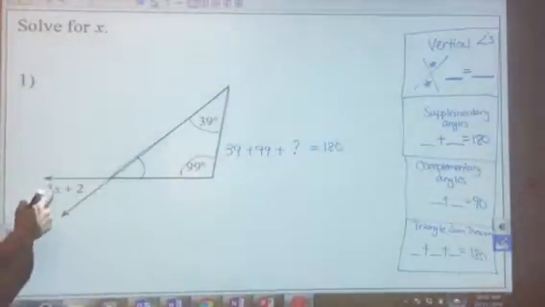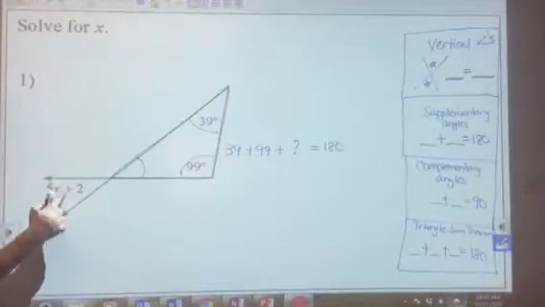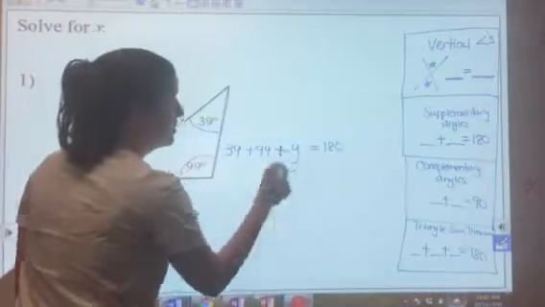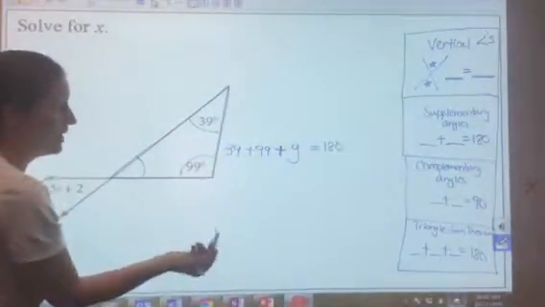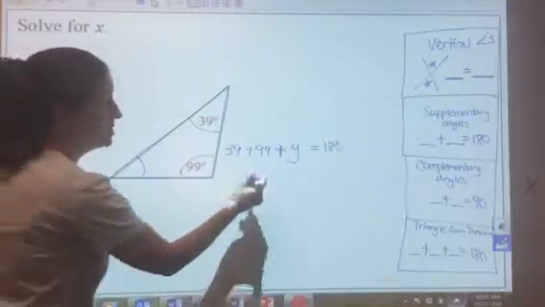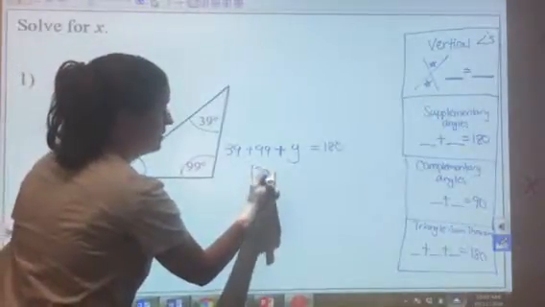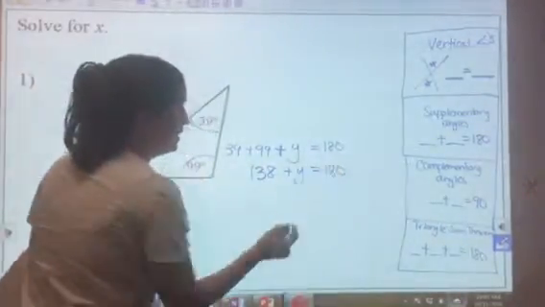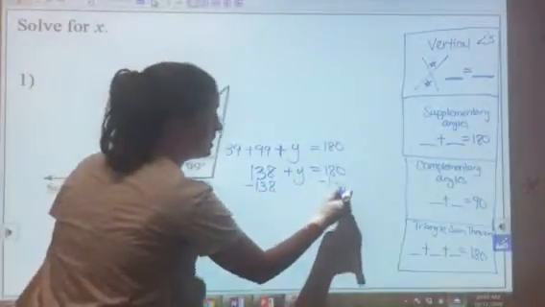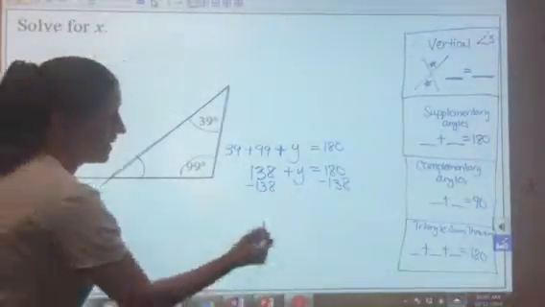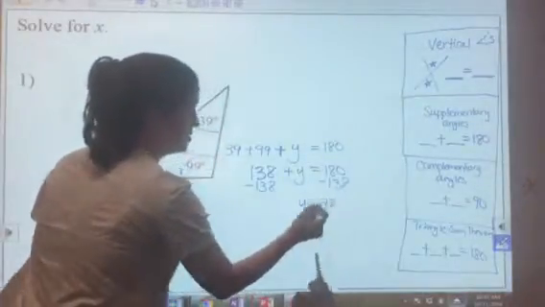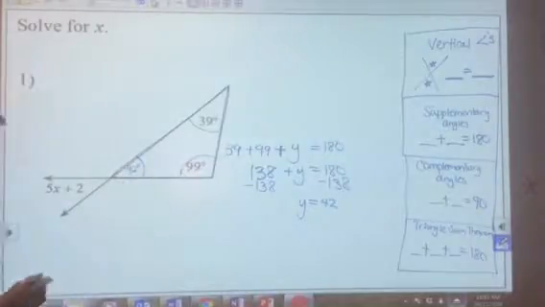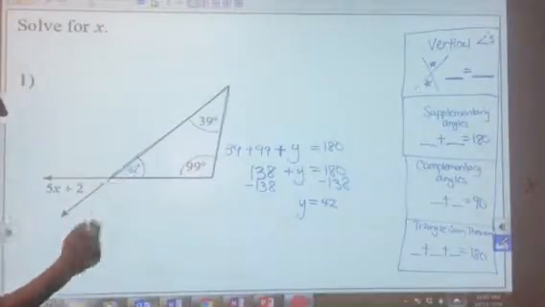I'm not going to use x because x is already used over here to represent a different value. Maybe I can use y. So I find this by adding 39 and 99, which is 138 plus y equals 180. Then I would subtract 138 from 180, and that would give me a value of 42. So this measure is 42 degrees. So we use the triangle sum theorem to find the first measure.